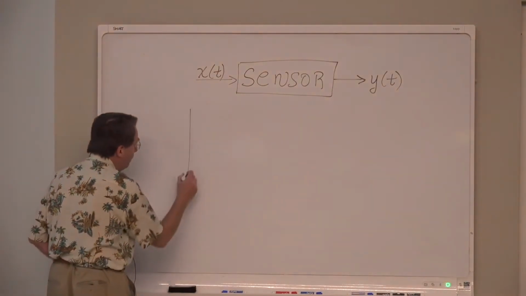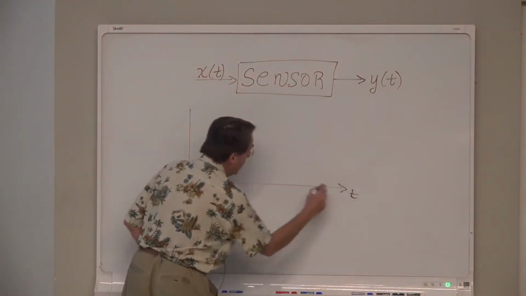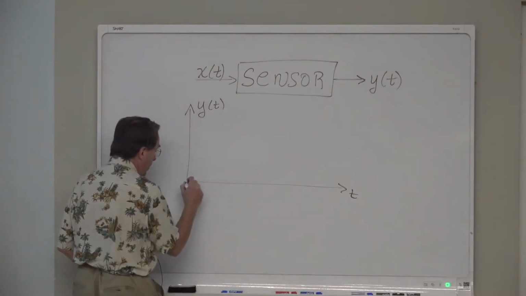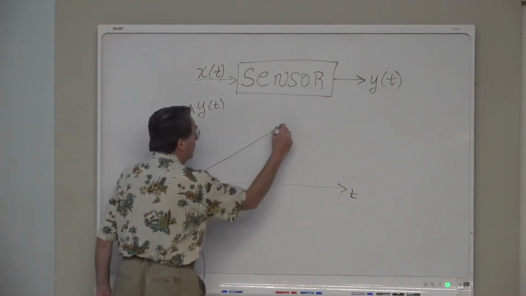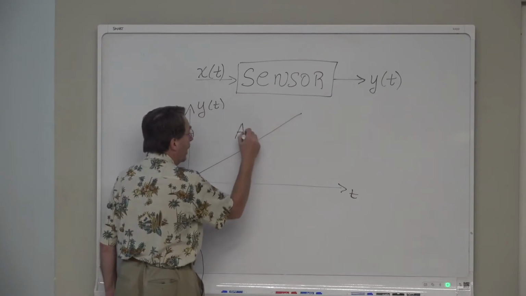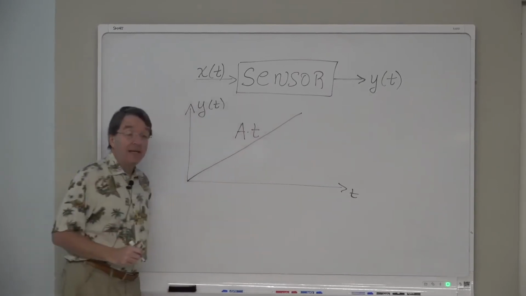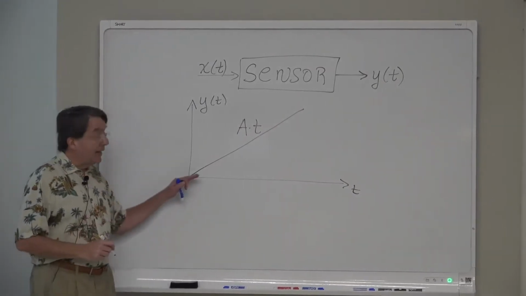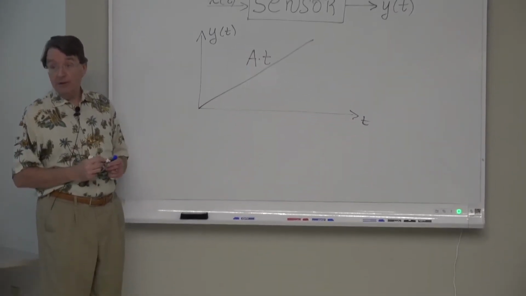And you might remember that this is T, and this is the output of the sensor. Now, in our lectures, we drew a line like this that was described by A times T. So it was a ramp function with a constant slope. And we said that was the ideal output.